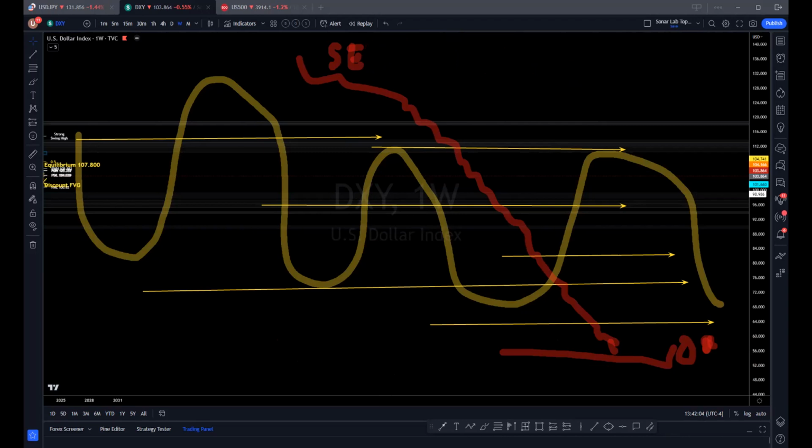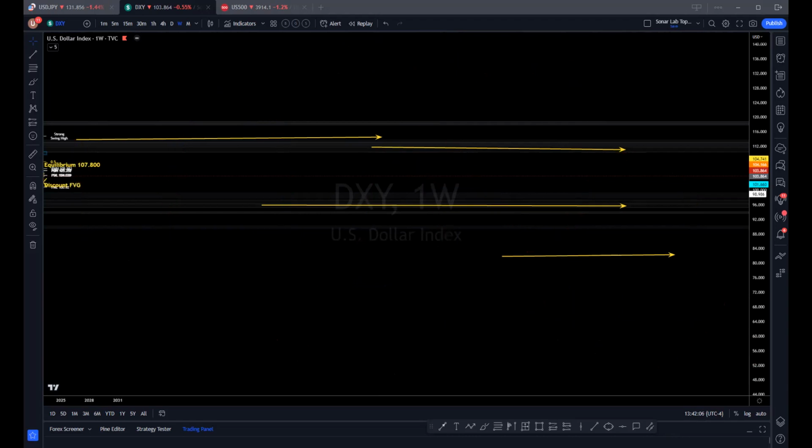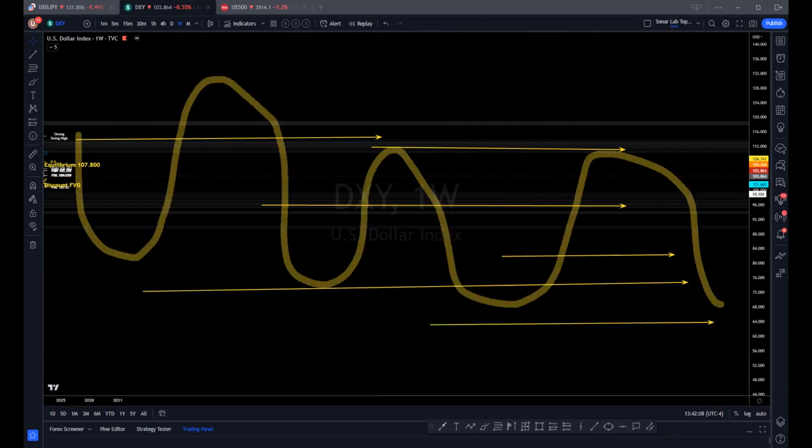So I hope that makes sense in terms of the ebb and flow of the market. When you see that, all we have to do as forex traders is understand where we are in this oscillator. Where are we? Because if you understand where you are, then you can understand what direction you need to trade.